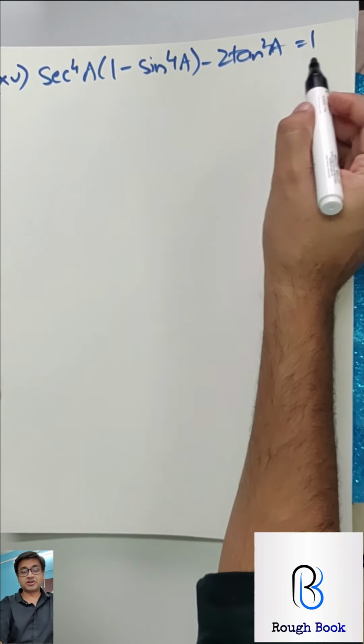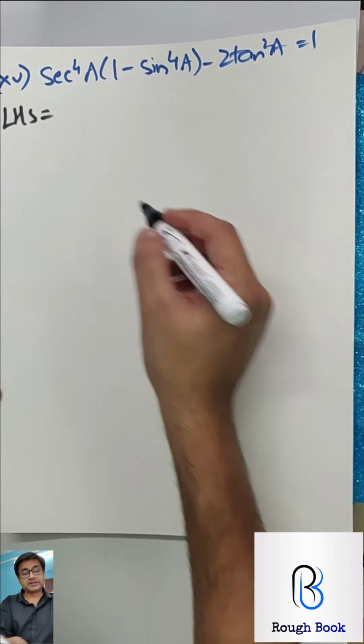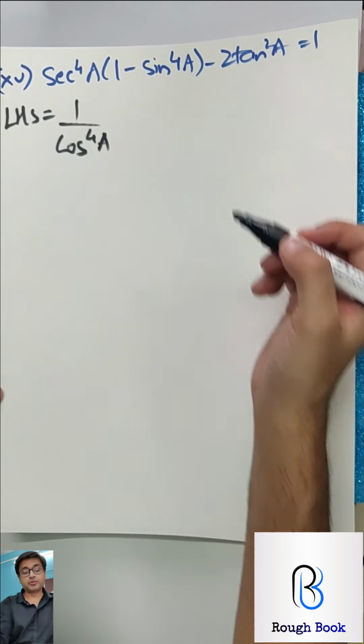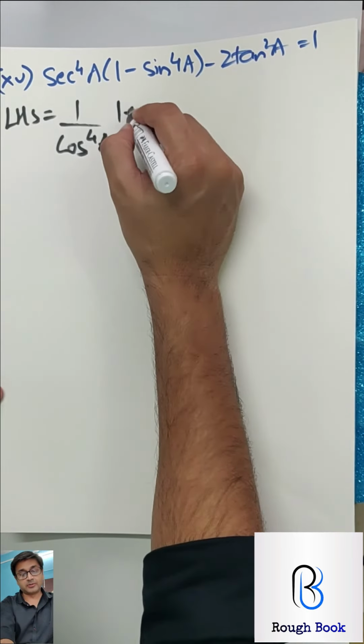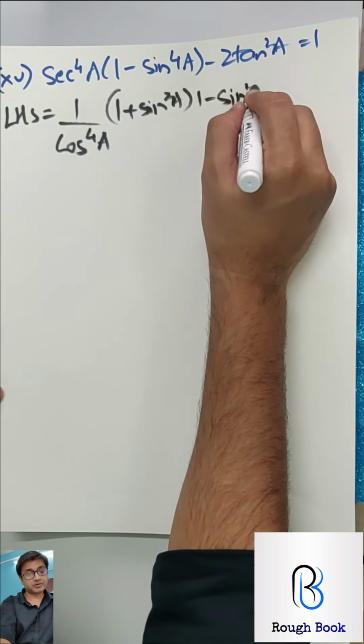You just have the LHS and get everything converted to make it as 1. So what can I do with sec? Sec can be 1 upon cos. What can I do with 1 minus sine square? Maybe 1 plus sine square and 1 minus sine square.